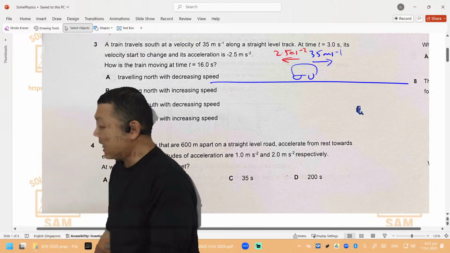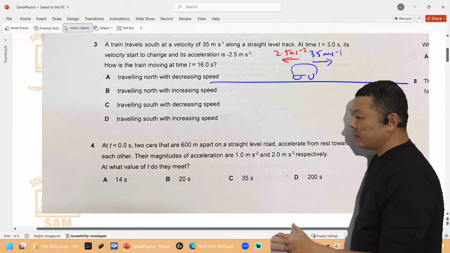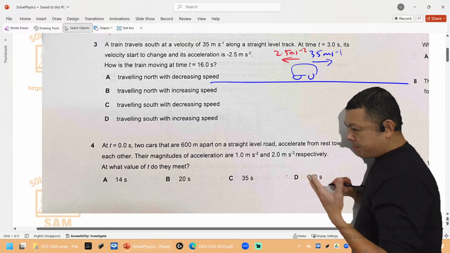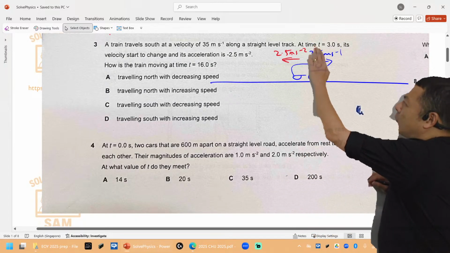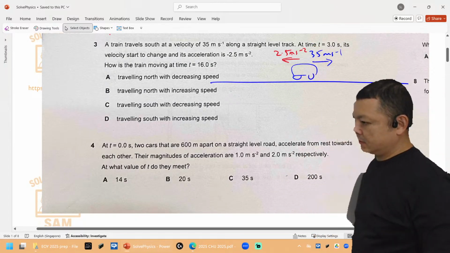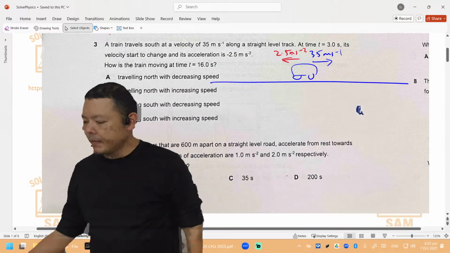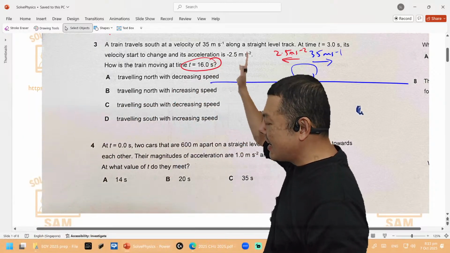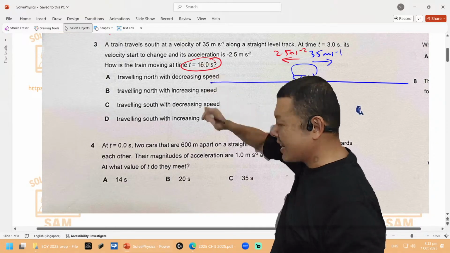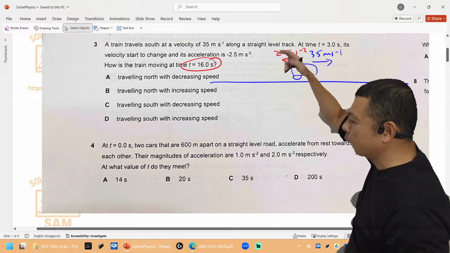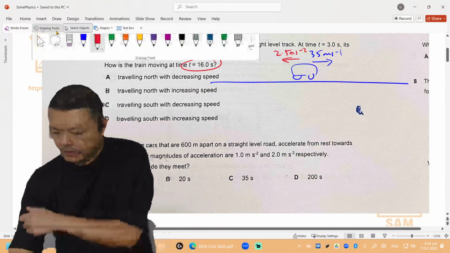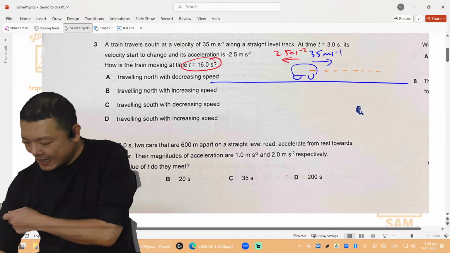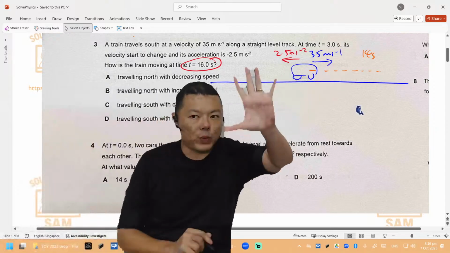So without using the SUVAT equations, if you don't want to use them, you can just understand it part by part. Will the train come to a stop? Careful, the acceleration to the left lasts for 16 seconds. Think about this: can you take 35 divided by 2.5? What do you get? 14. In 14 seconds, the train would have stopped.